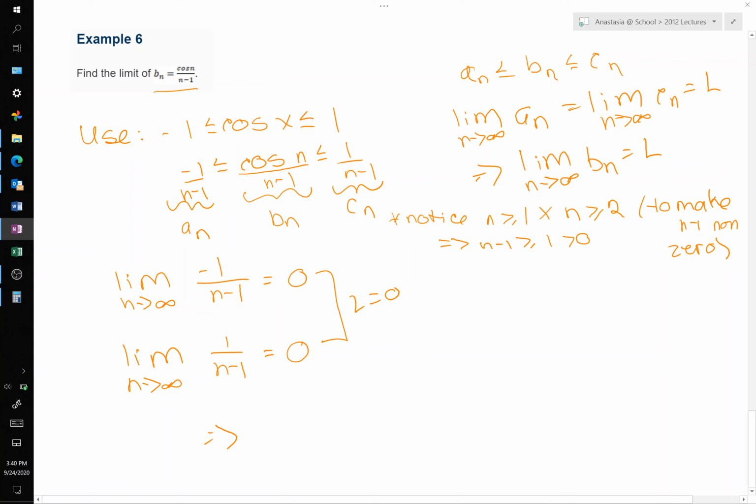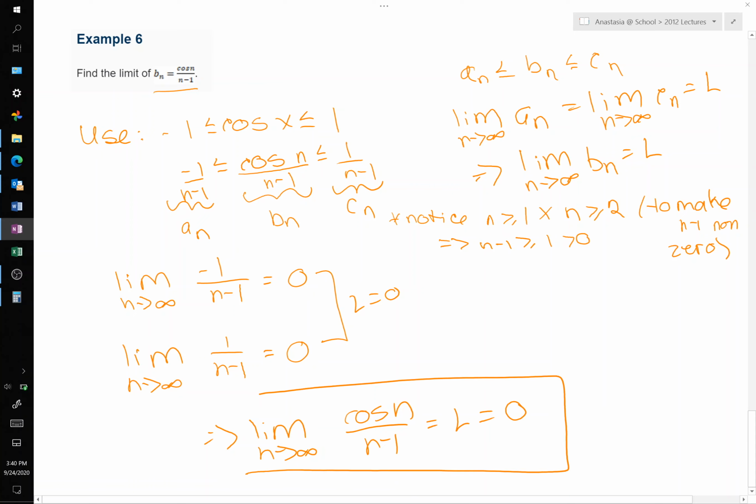So this then means that the limit of the sequence that we've been given, which is cosine of n over n minus 1, is going to equal L, which is 0 in this case. And that is our final answer. This is how we use the squeeze theorem for sequences. Remember, you need to find a sequence that's a little bit below and then another one that's a little bit above. Both of those sequences need to have the same limit value.